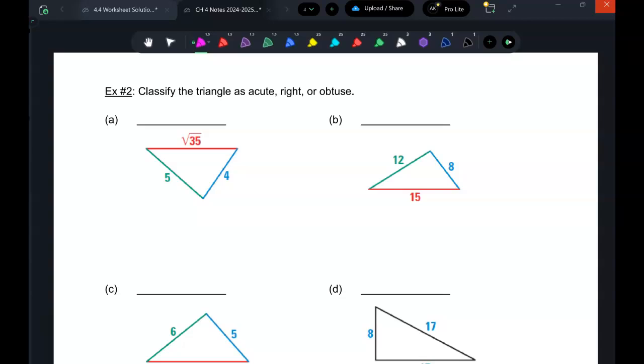But we don't know which ones are a, b, and c, and sometimes we have a radical. So is 5 the biggest, 4 the biggest, or the square root of 35? Those of you that have calculators, what is the square root of 35? Approximately 5.9, if we use the square root on the calculator.